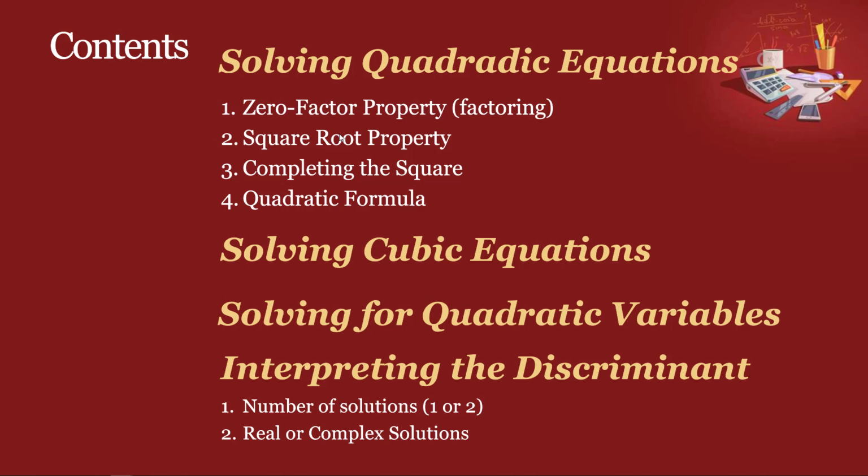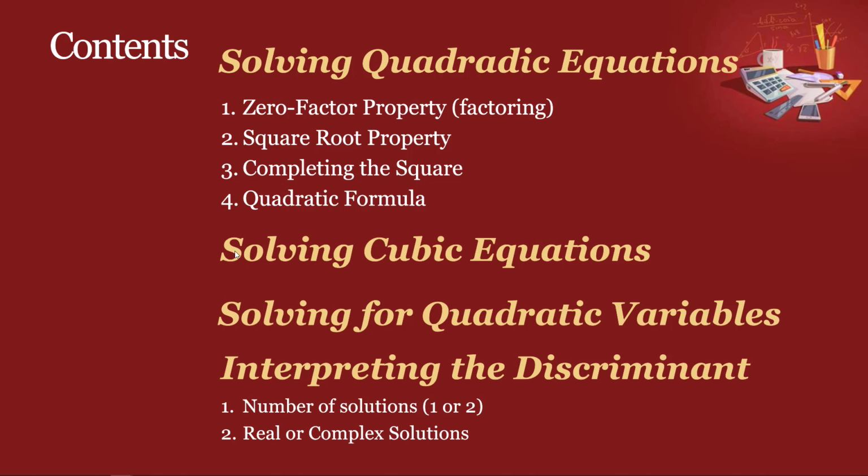The square root property is the second one for quadratics that have the form of a perfect square. If they do not have the form of a perfect square, we can use completing the square to make them look like a perfect square and then use the square root property. And finally, we're going to talk about the quadratic formula.